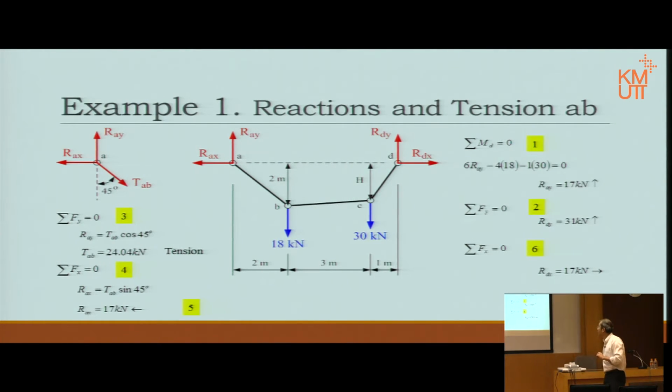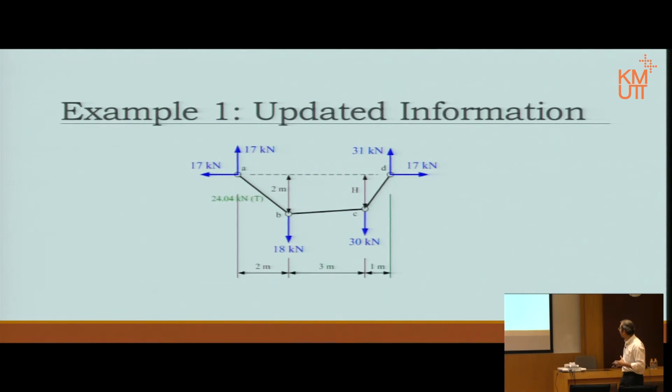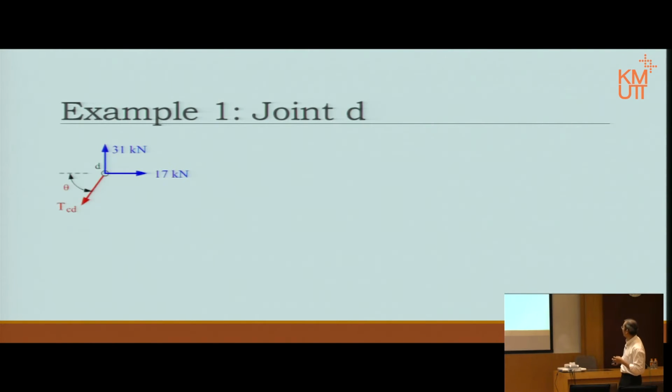Okay? Now, let's update what we have here then, shall we? Update the free body. We know all the external forces, meaning the action and the reactions on the supports. Now, we also have one tension, that TAB, right? So, let's mark it down. Now, if we want to know some other things, then we keep working on it.